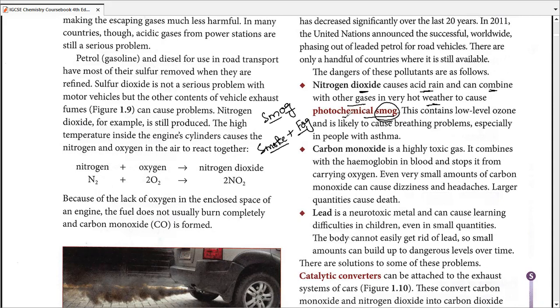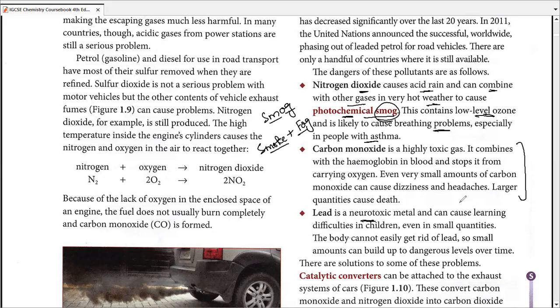Now, this usually happens photochemically due to the presence of sun. It also contains low-level ozone. It is likely to cause breathing problems in humans, and it is really bad news for people with asthma. Asthma is a respiratory disease. I hope you might have heard the name before, right? We've already studied carbon monoxide in complete detail. Let's talk about lead. Lead is neurotoxic.